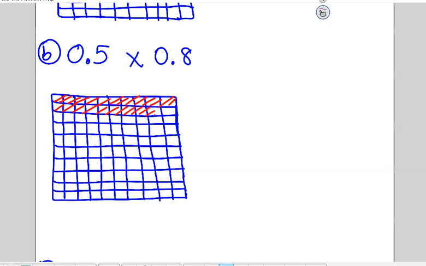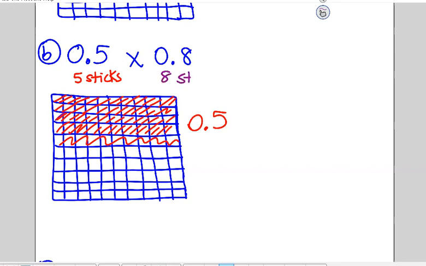meaning 1 stick, 2 sticks, oopsie, 3 sticks, 4 sticks. Finally gotten smart about it. 5 sticks. So now my number is 0.5 right here. Remember, these are 5 sticks. Okay, now over here I have 8 sticks.